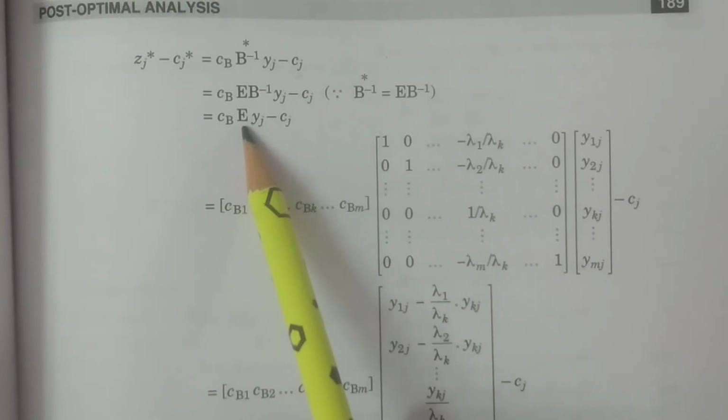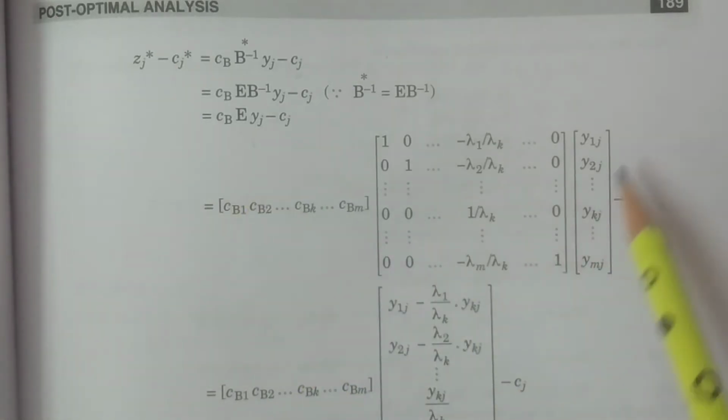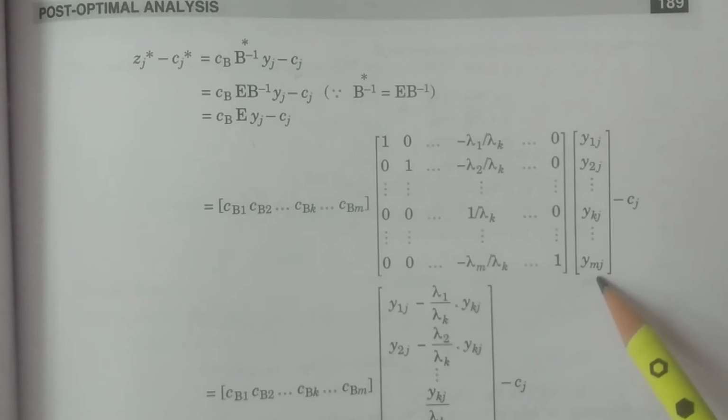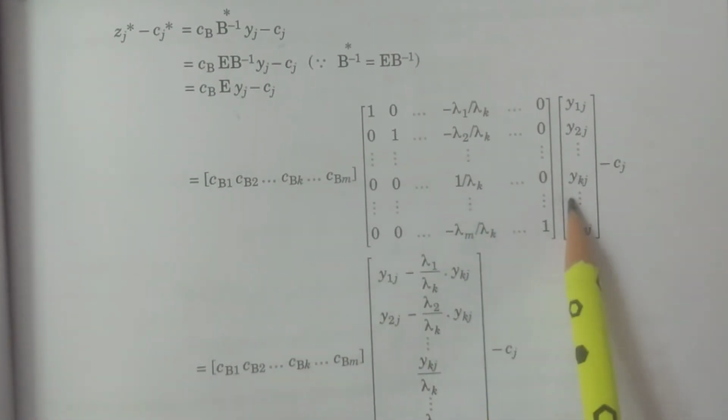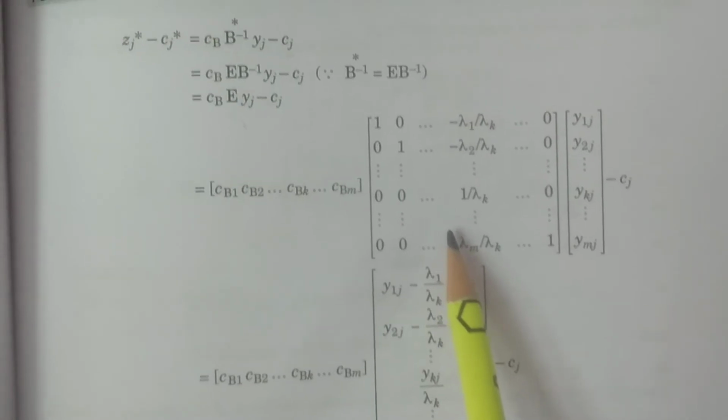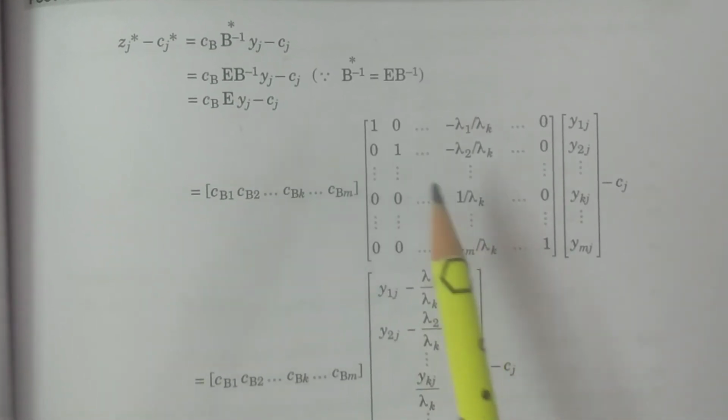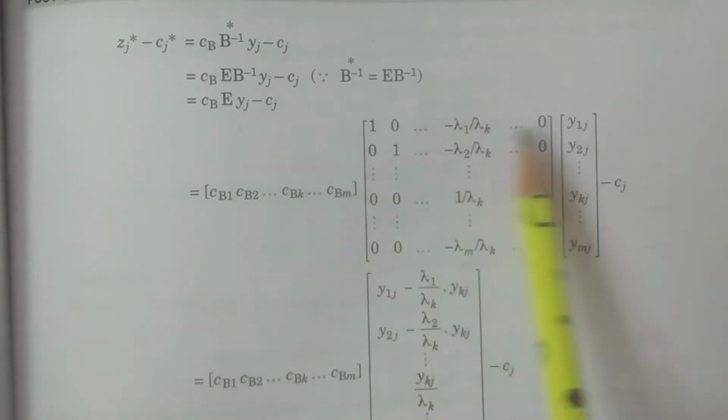E is nothing but the identity matrix multiplied by Yj. The Yj vector takes the values y1j, y2j, and so on, ykj, ymj, minus cj. So this is the calculation. In this calculation, if you multiply these two, only one particular value is going to be considered, that is 1 into yj.